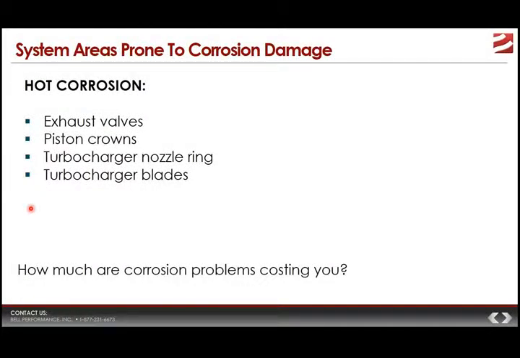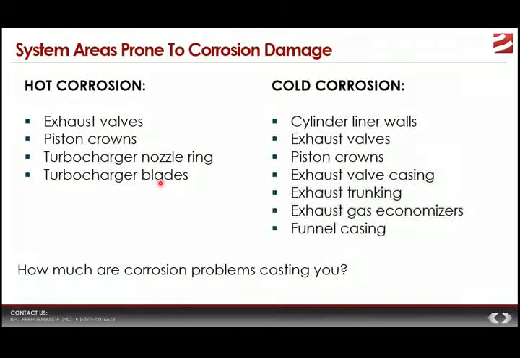These are areas where you can have problems with hot corrosion. These are all areas of the system that, if you run or are familiar with one of these engines, you'll know exactly what I'm talking about. Exhaust valve. We've already seen examples of piston crown corrosion. We've also seen nozzle ring and turbocharger blade corrosion. How much do you think corrosion problems cost a marine ship with one of those large engines? We can't say exactly how much, but it's going to be a pretty sizable chunk.